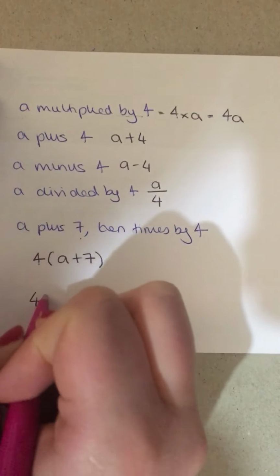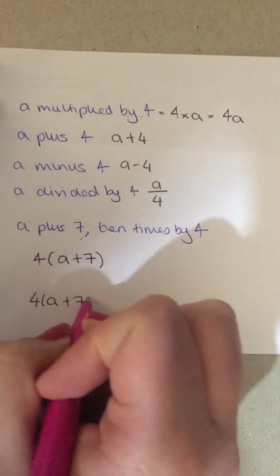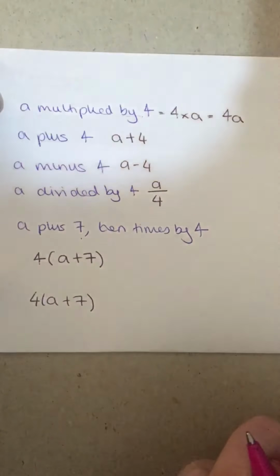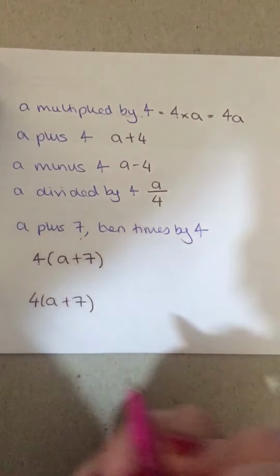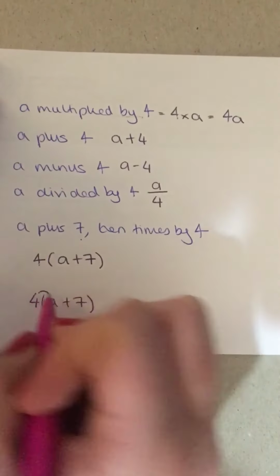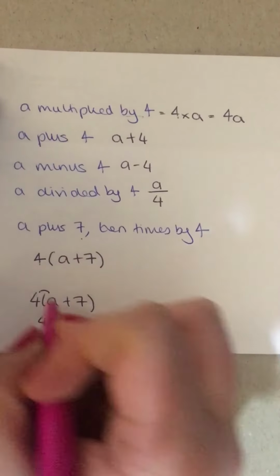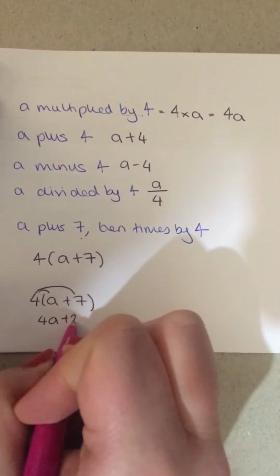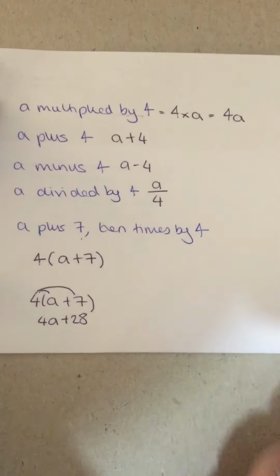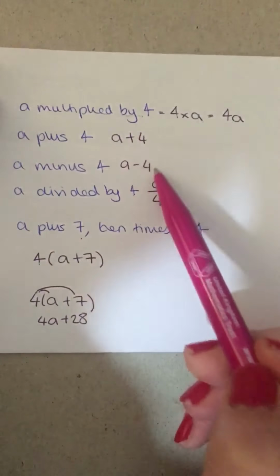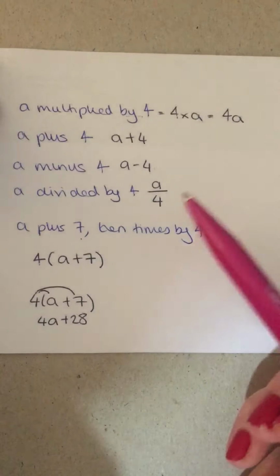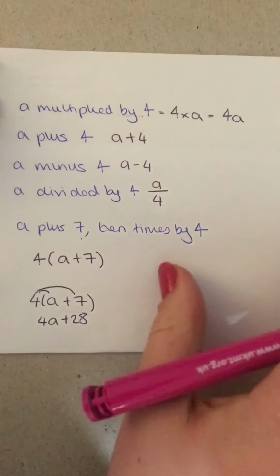And just a quick reminder, think back to the beginning of the year when we were doing multiplying brackets. If you want to multiply out those brackets, everything on the inside is multiplied by what's on the outside. 4 times A would give us 4A. 4 times 7 is 28. So we can use all of this notation to help us form an equation to solve some problems.